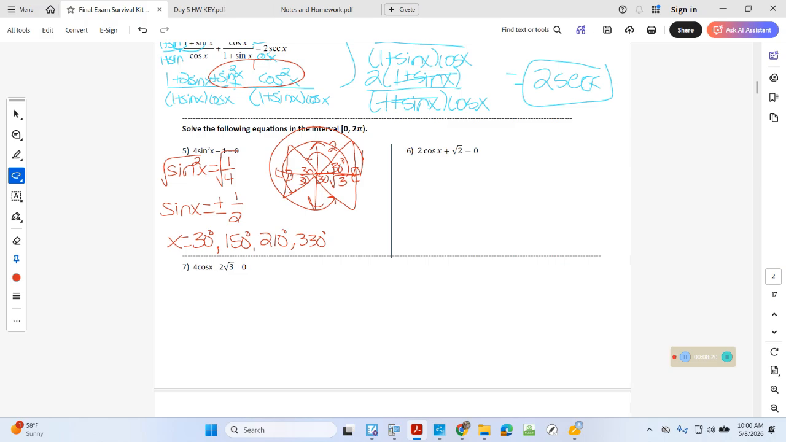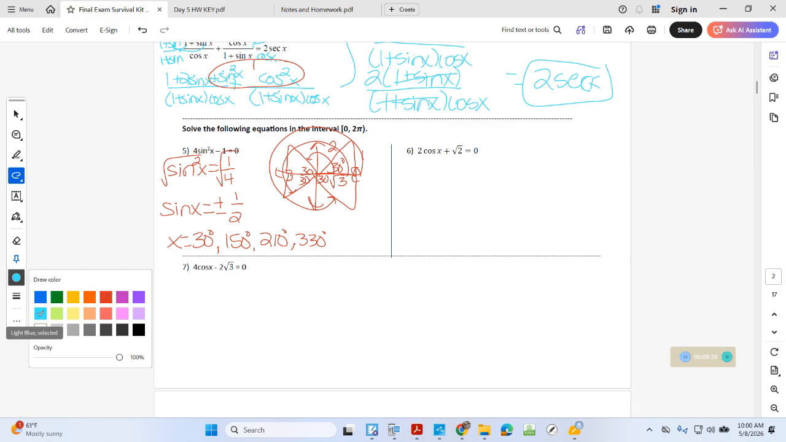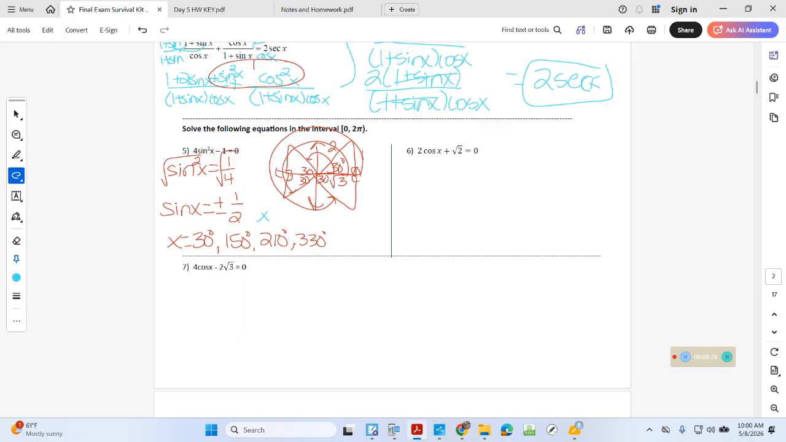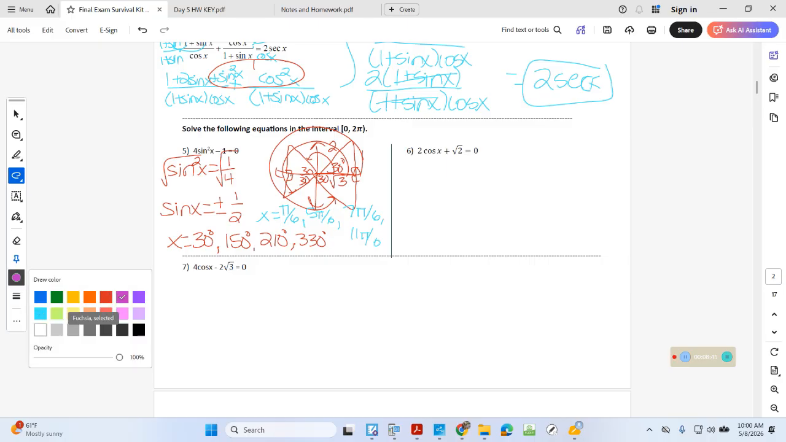Pi over 180. Okay, all right. So I'm going to list all the final answers, the radian answers. I'm going to sneak them in, I guess. Pi over 6 is 30. 5 pi over 6 is the 150. 7 pi over 6 is the 210. And 11 pi over 6 is the 330. Good stuff. It's all coming back to you, right? The looks on your faces right now is priceless.